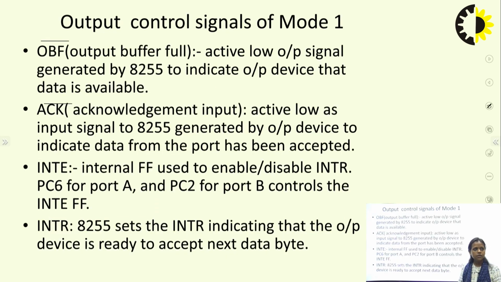So now, discussing all these output control signals. First is the output buffer full. This is an active low output signal, and it is generated by the 8255 to indicate to the output device that data is available.